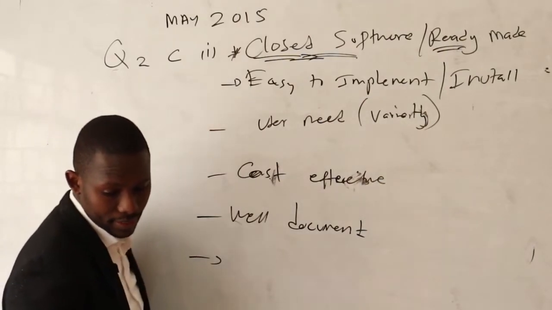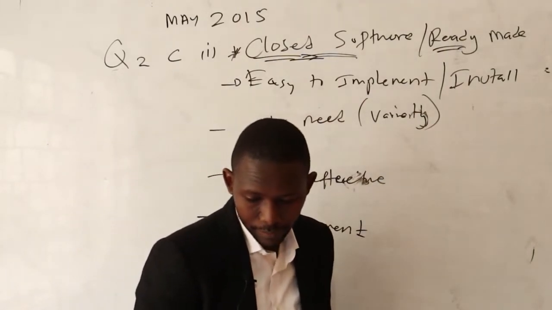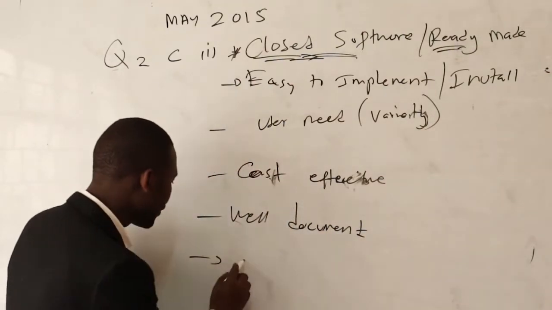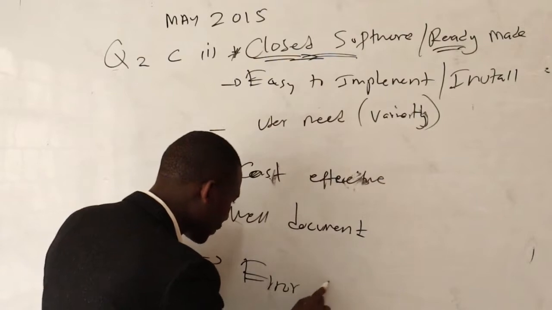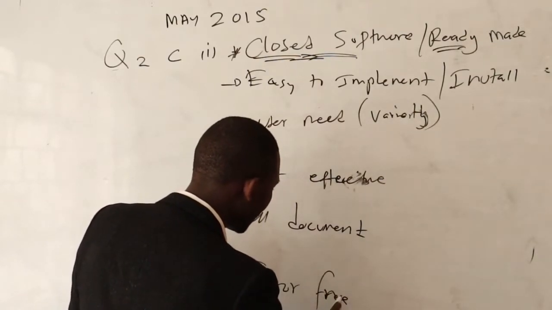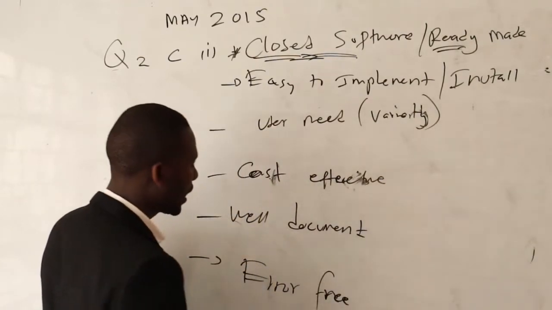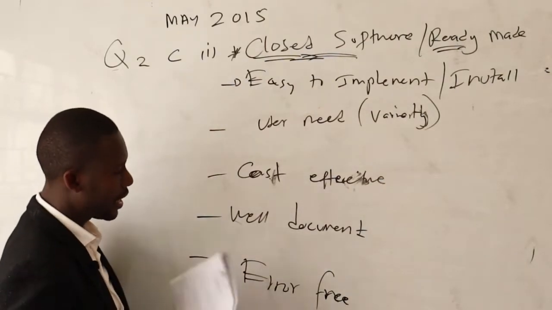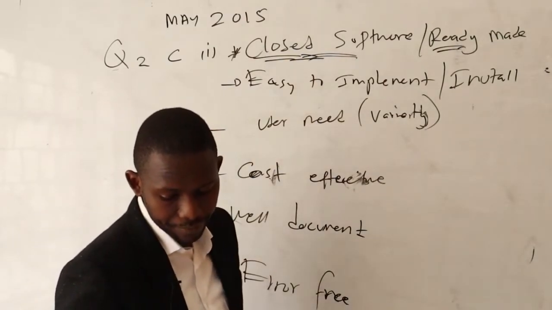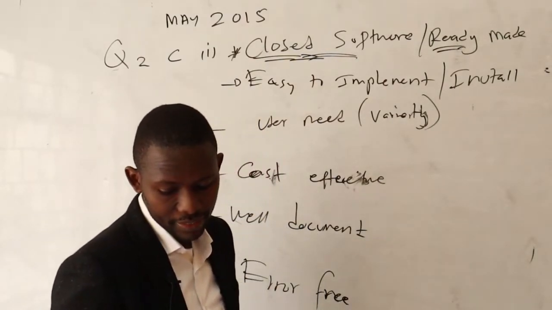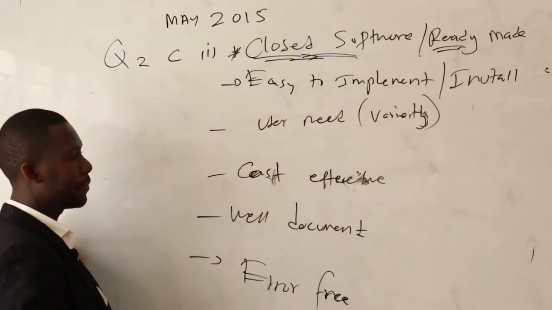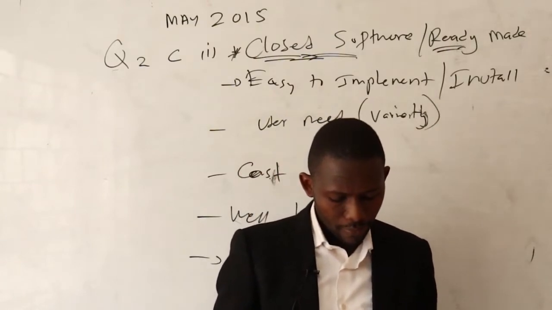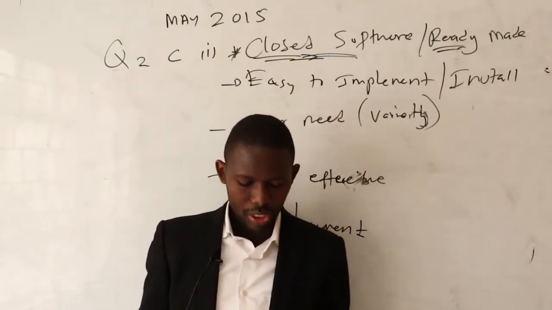Then the other one is these softwares are thoroughly tested. They are error-free, because they have been tested and employed in various companies, and every time this software is deployed in a company, the feedback they get from these specific companies will always help them to advance that specific software. So those are some of the benefits of using a closed software.